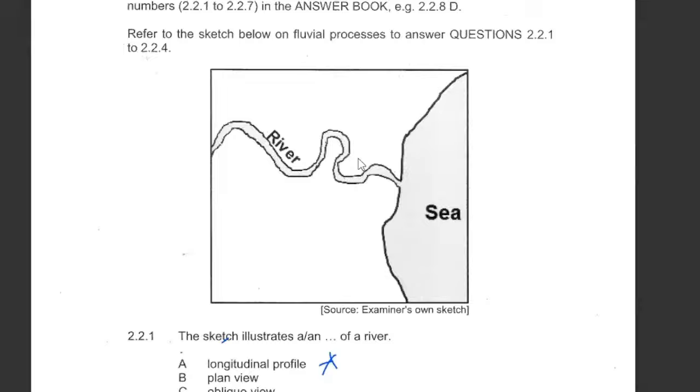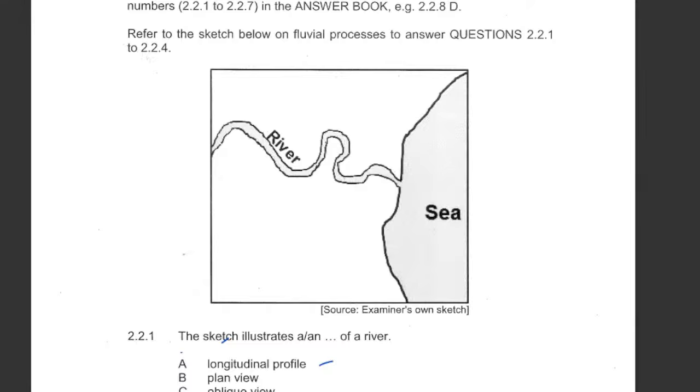Next. Sorry, I was still resuming here. I was saying that the sketch below indicates the fluvial process. We're answering questions 2.2 to 2.4. Here we have a longitudinal profile. We know that in the longitudinal profile, we see the diagram from the source to the mouth. But here we are only seeing the mouth. We can't see the source, so it can't be a longitudinal profile.